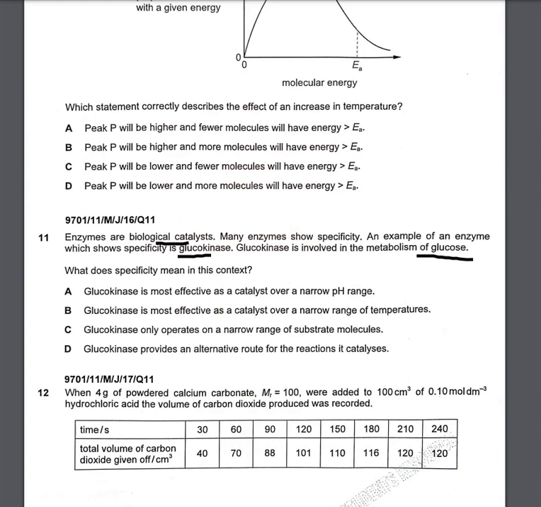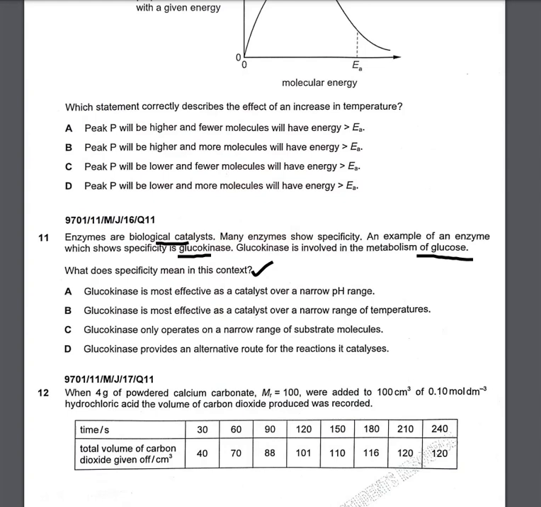What does the specificity mean in this context? Now the bio students can relate to this. Specificity means the active site has a specific shape to which the substrate molecules are attached. So let's check these options.